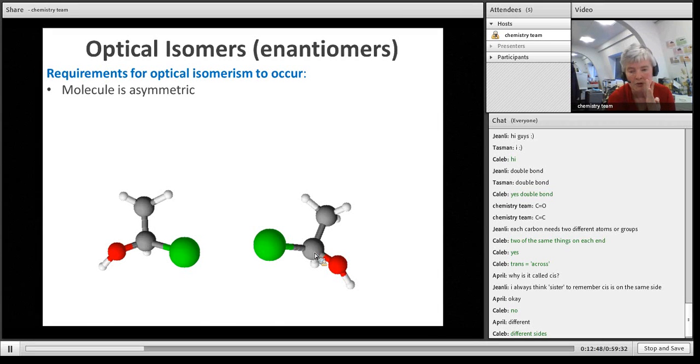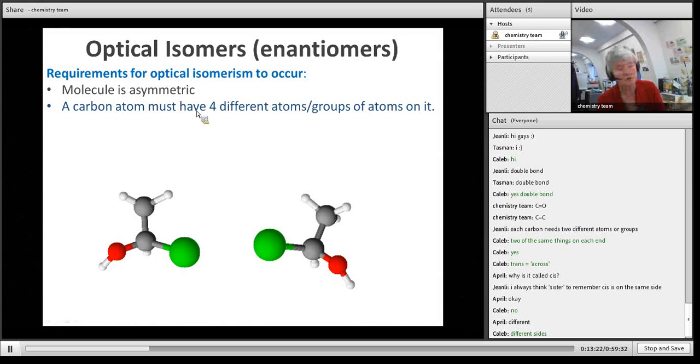Show that you have understood the concept and not just learnt it by stating what the different groups are. Can you see this carbon is a chiral carbon because it has got a bromine group, or chlorine, whatever it is, a methyl group, an alcohol group, and a hydrogen. So it's got 4 different groups, so it's chiral. And the same thing here. So there's 4 different groups or 4 different atoms.